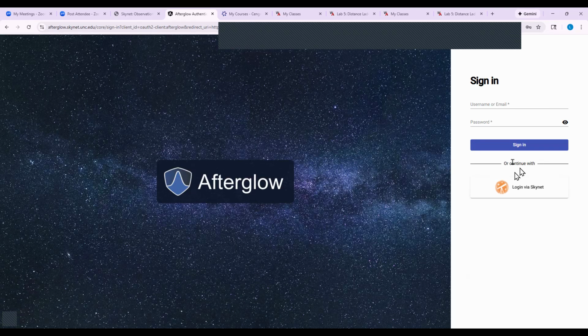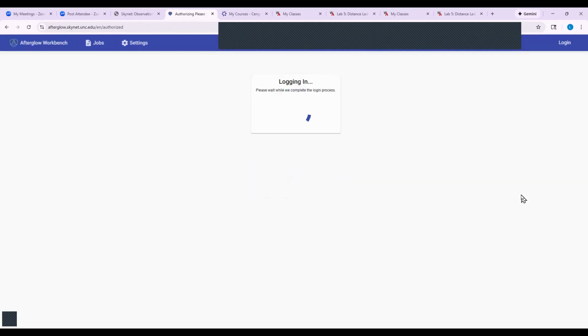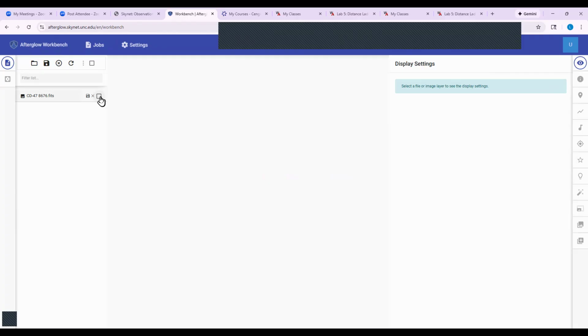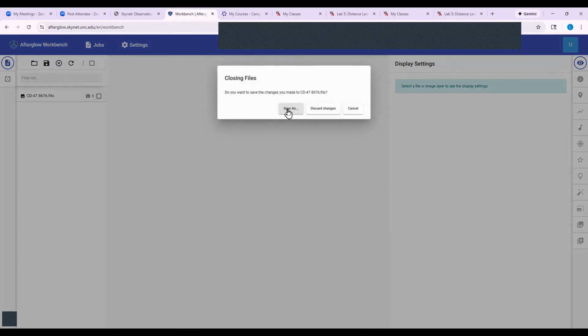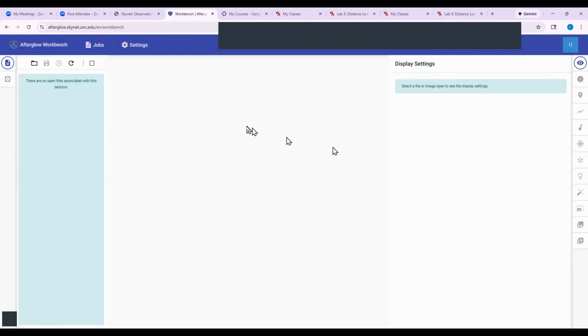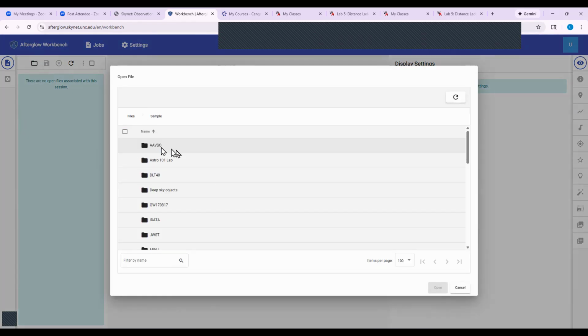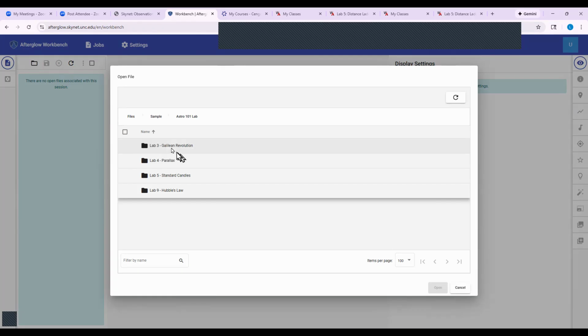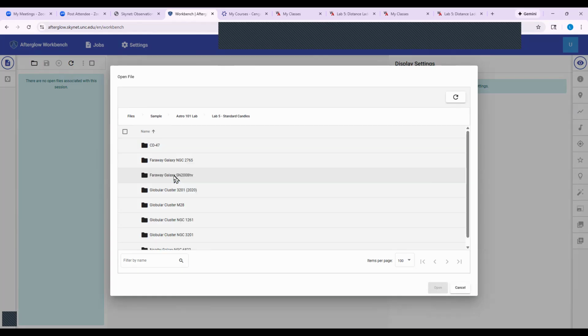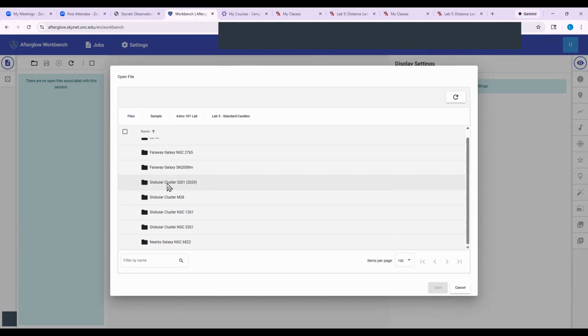Then we go to the Afterglow and we just log in to the Afterglow and we delete whatever we had before. And we go to open the file, samples, Astro 101 lab, and standard candles lab 5, and the 3201 here. You find it? Open all, open all in the folder.